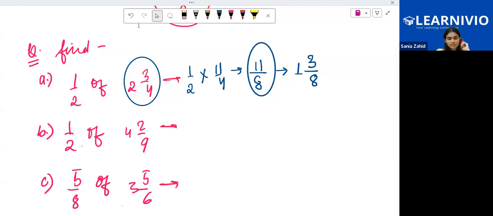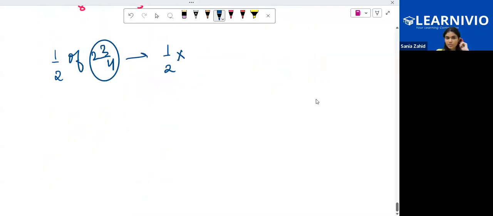Can you tell how did 1 by 2 and 11 by 4 come? I told you 1 by 2 is already written over here. 1 by 2 of 2 whole 3 by 4 you have to find. Okay. So "of" means multiply. So 1 by 2 into, then how will you convert this into an improper fraction? Dividing 3 by 4? No, you do 4 into 2. I taught you in the previous class. Did you revise the concepts?